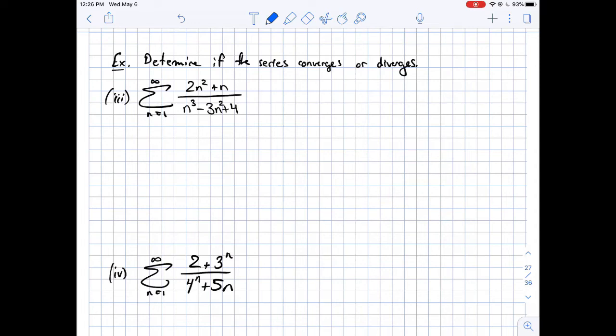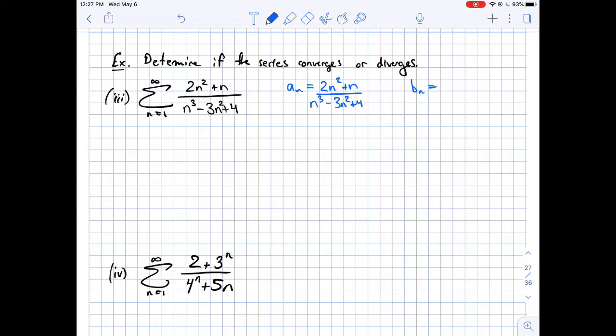So continuing on, we're looking at two more examples, and we're going to be using here the limit comparison test because the regular comparison test just would fail for both of them. So we're going to start by looking at an, and an in the first one is 2n squared plus n divided by n cubed minus 3n squared plus 4, and we have bn.